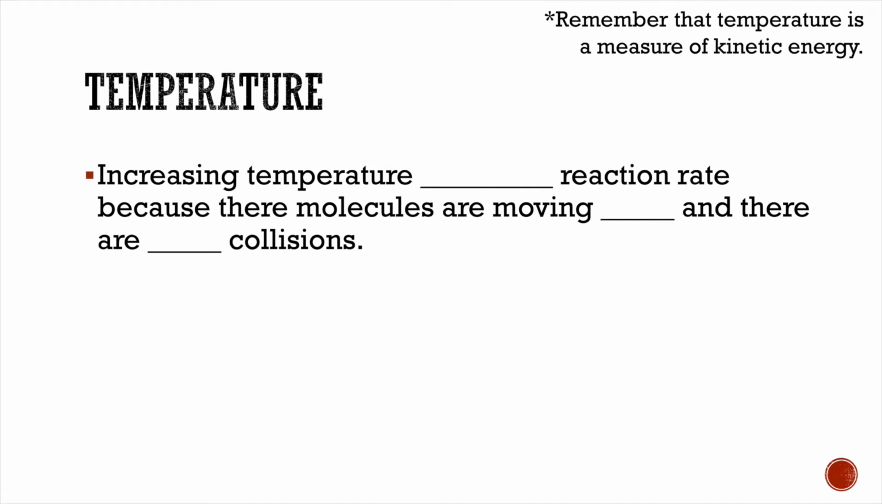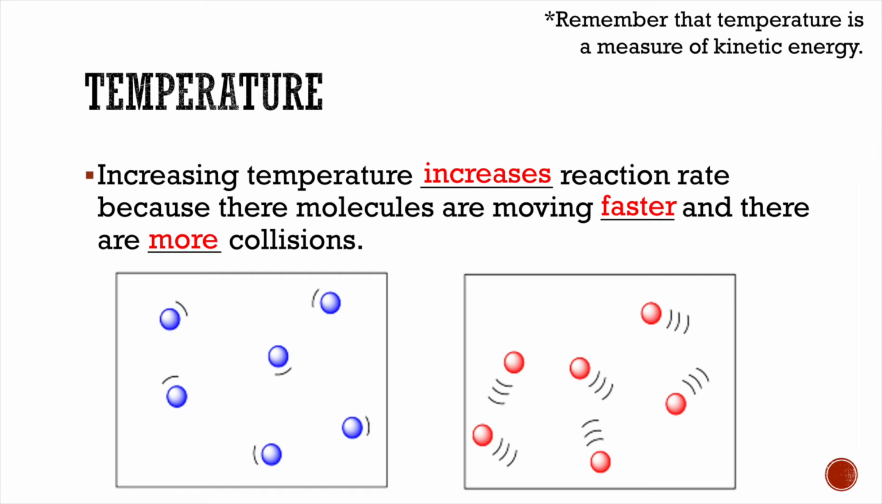All right, temperature. Now remember, temperature is a measure of kinetic energy. We've been talking about that since the beginning of the year. So increasing temperature means that my molecules are going to move faster. So we are increasing reaction rate because the molecules are moving faster and there are more collisions. This is just like mixing, but instead of physically mixing it up, I'm having the molecules move faster through temperature. Same idea.